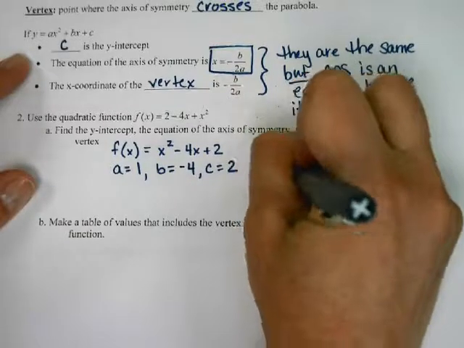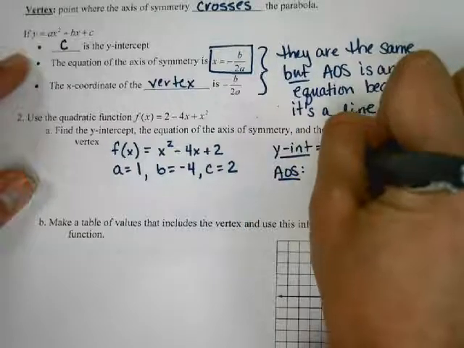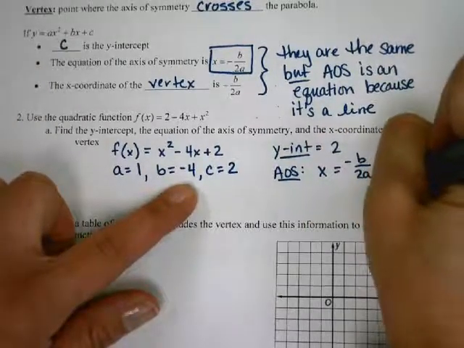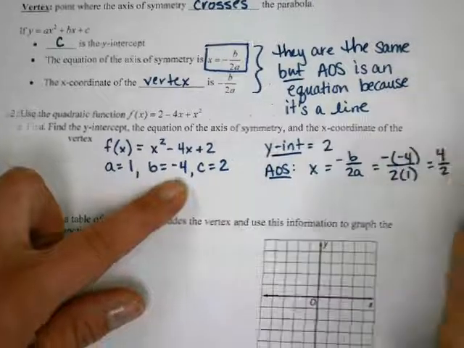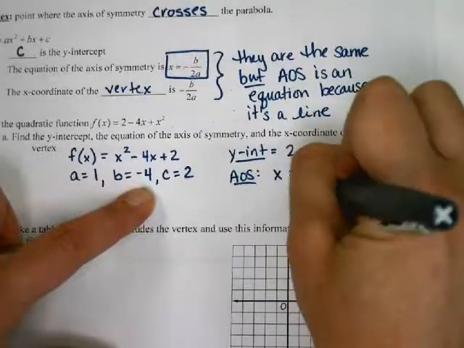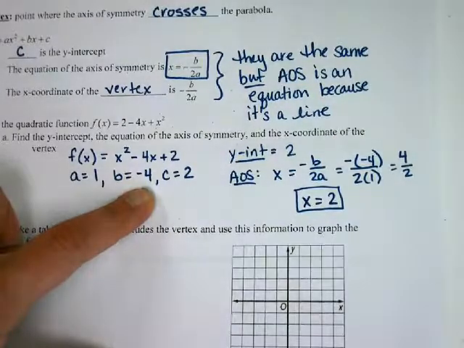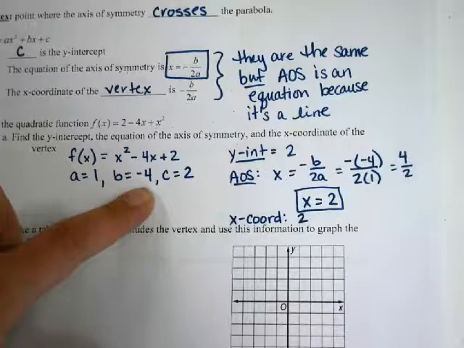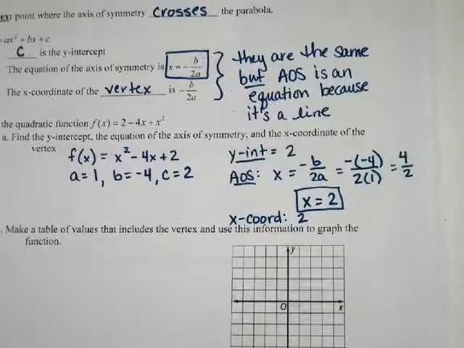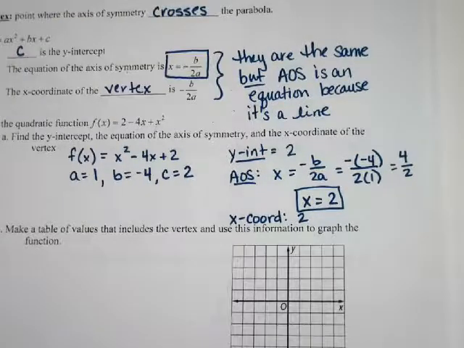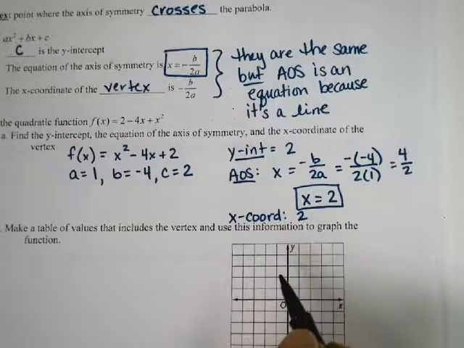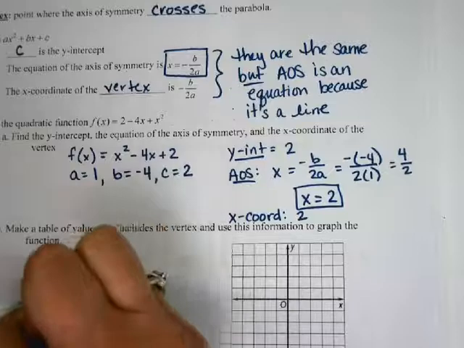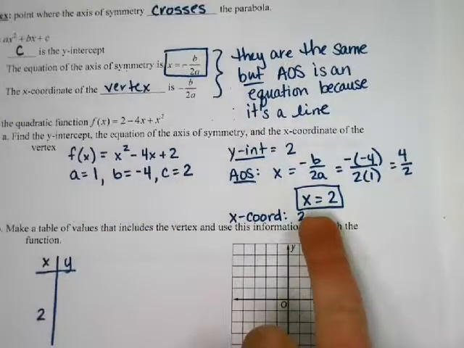The axis of symmetry is x = −b/2a. Well, −b would be −(−4) over 2 times 1, so positive 4 over 2, or x = 2. The x-coordinate of my vertex is just 2. Meaning if I were going to write the ordered pair for my vertex, it would be (2, something). Well, let's figure out what that something is, because part B says make a table of values that includes the vertex and use this information to graph it. In the middle of my table, I want to use the x-coordinate of my vertex.